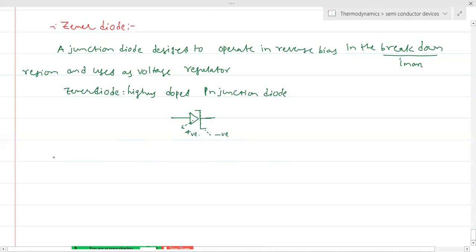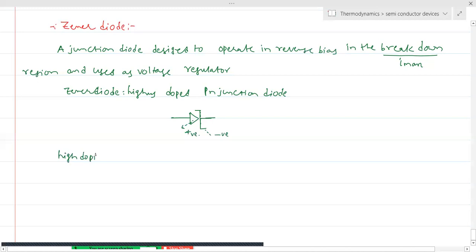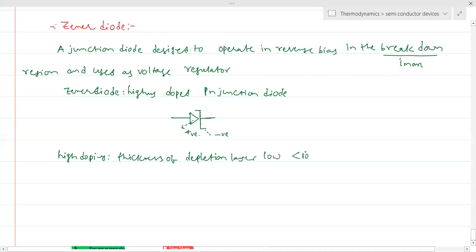Here we will focus on this: whenever we have more doping, as we discussed in the previous session, whenever the doping percentage increases, for high doping the thickness of the depletion layer decreases. The thickness of the depletion layer is low, less than a micron, 10 power minus 6.